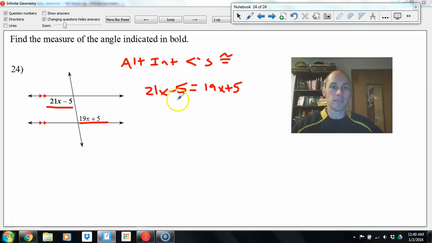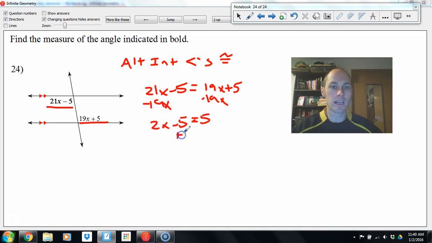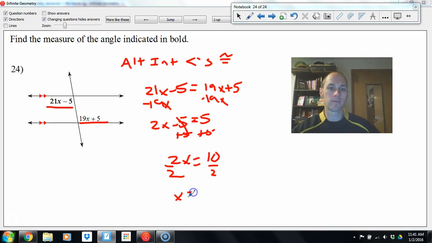So solve for x. Get the x's on one side. Subtract 19x from both sides. I'll get 2x minus 5 equals 5. And then add 5 to both sides. So 2x equals 10. And then I'll divide both sides by 2 and get x equals 5. But that isn't what we need. We want the angle in bold.